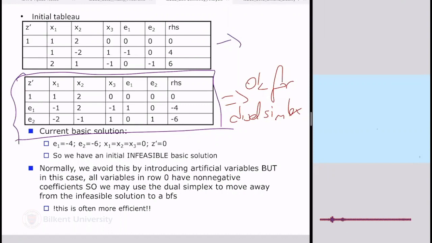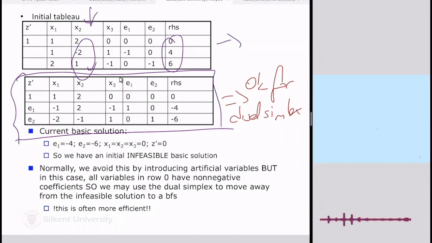The dual simplex, the ratio test. The ratio test was normally what we were doing in the primal simplex. We were taking the right-hand side, but we know which variable is going to enter, right? And we were looking at the ratio of the right-hand side to the column of the variable who wants to enter, right? That was in the primal simplex.